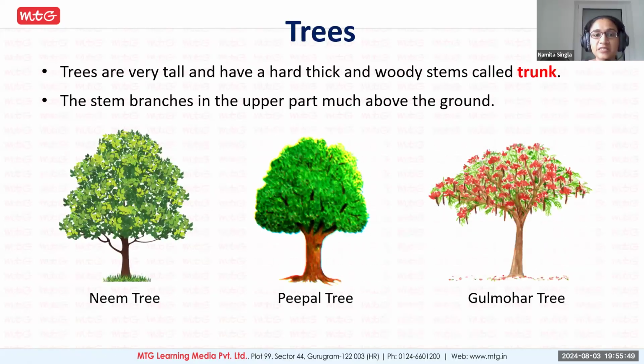Then we have trees which are tall. They have a thick and woody stem which is called the trunk. And see here, branches arise above the ground. So there is so much space on the trunk. Then branching arises. But in case of shrubs, the branching arises near the base only. So many examples of trees present around us: gulmohar, peepal, neem, banyan, mango, apple tree, etc.